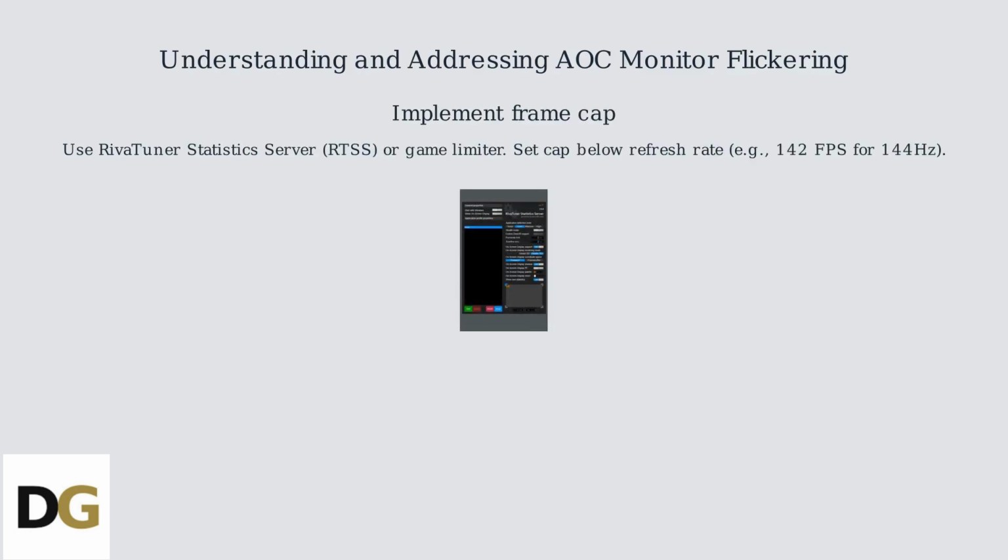Use tools like MSI Afterburner to monitor your frames per second. If your FPS consistently goes above your monitor's refresh rate, such as 144 Hz, this can cause flickering. If your FPS exceeds the refresh rate, implement a frame cap using tools like Rivatuner Statistics Server or the game's built-in limiter. Set the cap slightly below your refresh rate, for example, 142 FPS for a 144 Hz monitor, to prevent over-rendering and reduce flicker.